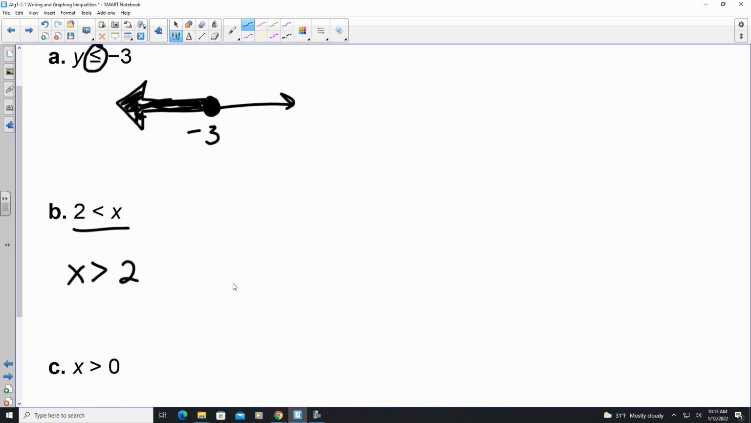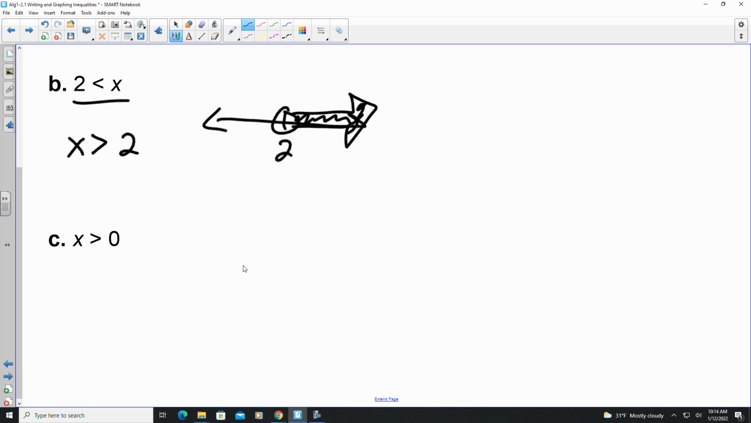If we look at B, I make my number line, I got 2. This is an open circle because it's simply greater than. And if you look, the arrow is pointing towards the right. So everything to the right is going to be a true statement for this particular inequality. Finally, I have C. I got 0. Again, it's an open circle. Arrow is going to be pointing towards the right. And again, this only works when the variable is on the left-hand side.